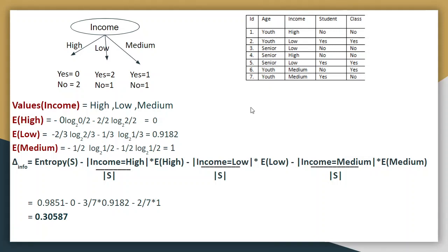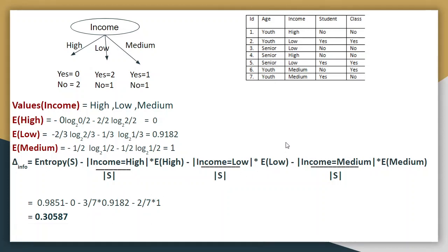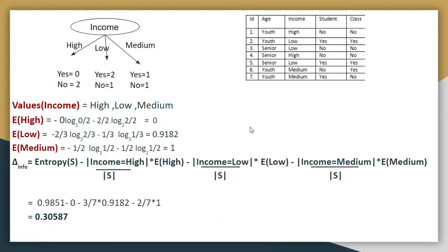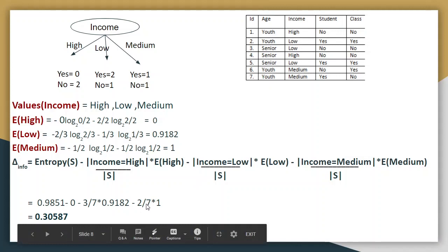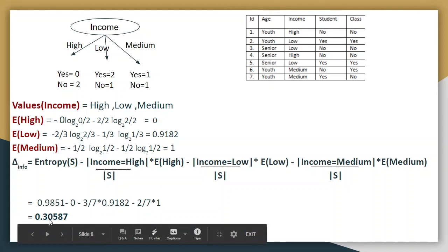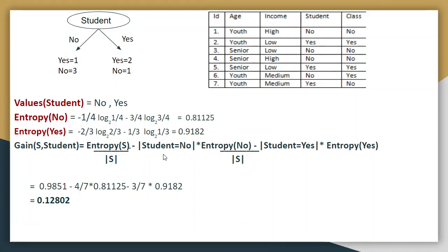When income is low, the number of records where the income attribute has its value as low is 3, that is 1, 2 and 3, and the total number of records is 7, into the entropy of low, which is 0.9182. I have calculated it over here. Minus the number of records where income is medium, which is 2, and the total number of records is 7, into the entropy of medium, which is 1. So this value would be 0.30587. And the same procedure goes for the student attribute as well.